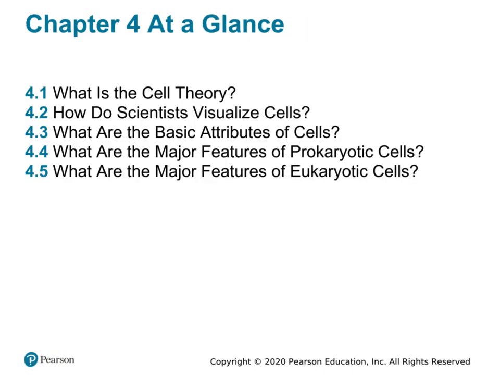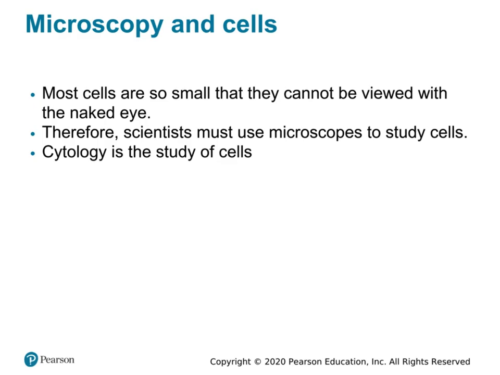Today, we're going to be taking a glance at cells. We're going to be looking at their structure and function. We're even going to focus on not only their major attributes, but look at the major features of two main types of cells: prokaryotic cells and eukaryotic cells. So let's start first with microscopy.